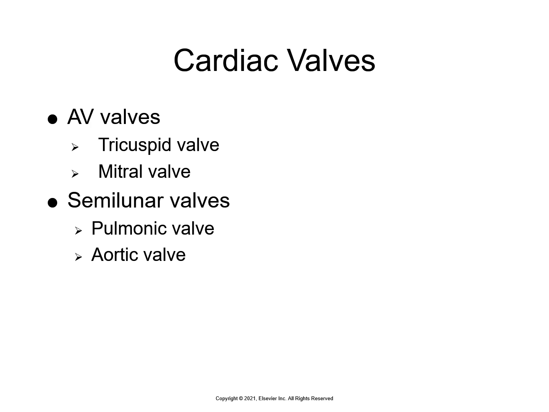The functions of the valves are: the AV valves, that's your atrioventricular valves, prevent backflow of blood from the ventricle to the atrium during systole. The semilunar valves prevent backflow from the aorta and the pulmonary artery to the ventricle during diastole. All valves close and open passively by pressure gradient.